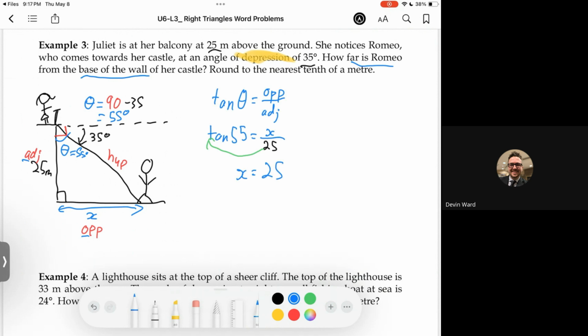Actually, I have some space for this one, so I'll do it out. What I'm doing here is skipping a step. I would have 25 tan of 55 is equal to x. And then I'm just rewriting it so that my x is on the left, just because it seems to flow better as I'm writing it. Let's say 25 times tan 55 is equal to x. I find it easier to say x equals 25 tan 55.